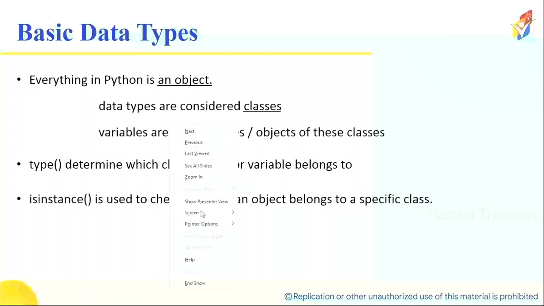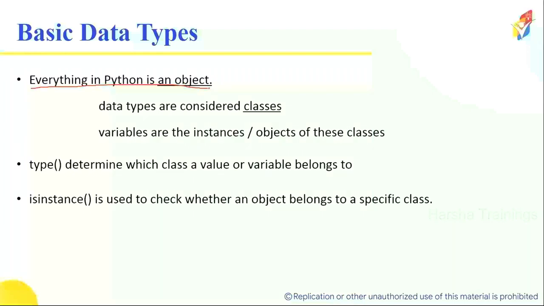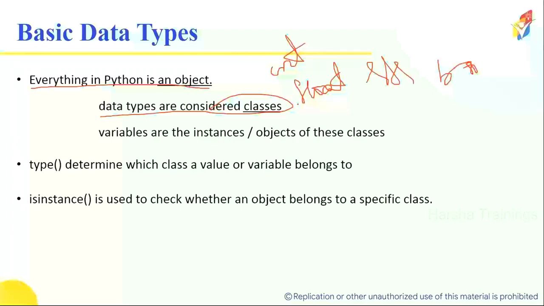Now, in the first class, I told you that everything in Python is an object, including data types. Integer is an object, float is an object, string is an object, boolean is an object, everything is an object. So how can I find whether a variable is an object or not? This can be done by using a function called type of variable name. Here I should pass a variable as an argument. The type function determines which class a value or variable belongs to.